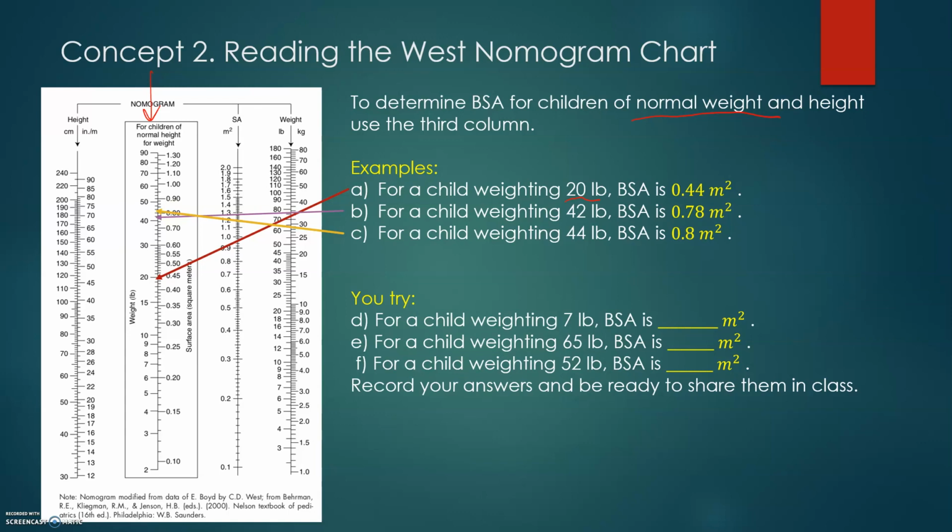So now it's your turn. You can try to determine the body surface area for the child weighing 7 pounds, 65 pounds, and 52 pounds. You can record your answers and share them on Blackboard.